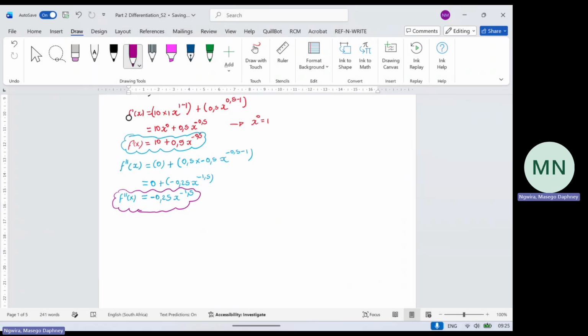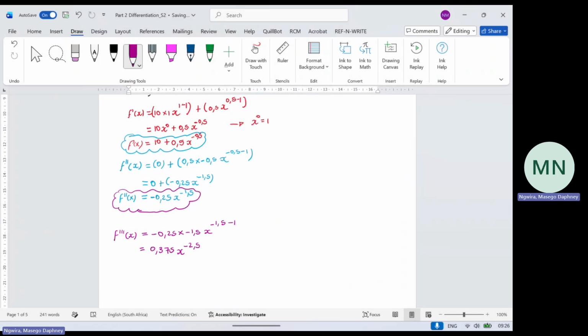Okay. Then when we take this answer, this will be f prime prime. Then it's going to be negative 0.25 times negative 1.5. Then this is x to the power of negative 1.5 minus 1. And then the answer will be, if you want to write them as fractions, it's still fine, but I just want to write them as decimal numbers. Negative 0.25 times negative 1.5. This will be 0.375, and this will be x to the power of negative 1.5 minus 1. My answer will be negative 2.5.